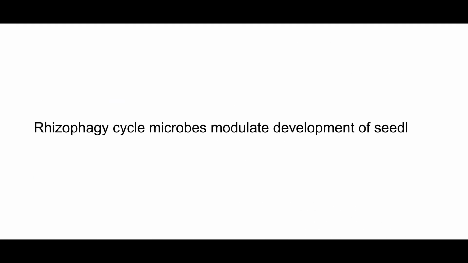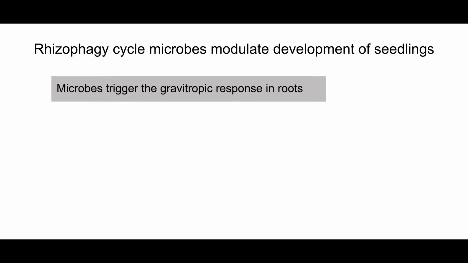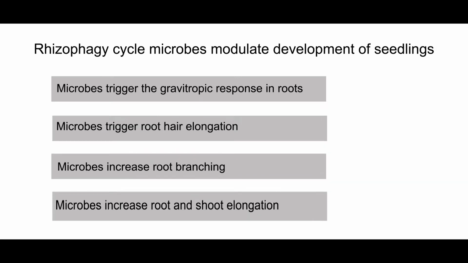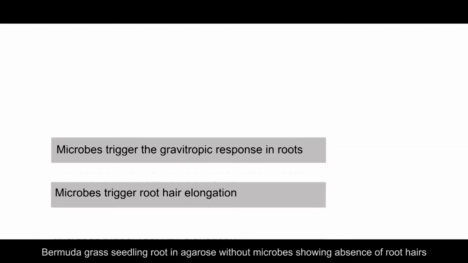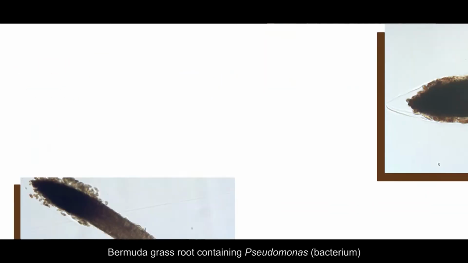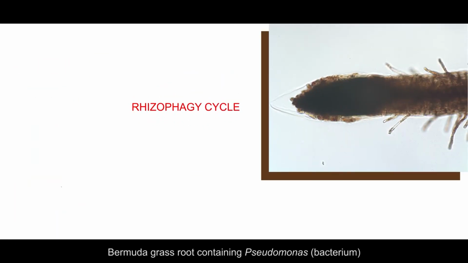Rhizophagy cycle microbes modulate development of seedlings. Microbes trigger the gravitropic response in roots. Microbes trigger root hair elongation. Microbes increase root branching. Microbes increase root and shoot elongation. Bermuda grass seedling root in agarose without microbes showing absence of root hairs. Bermuda grass root containing Pseudomonas.